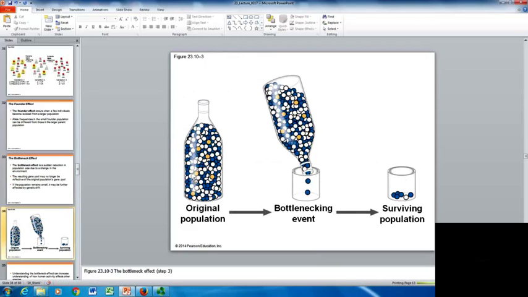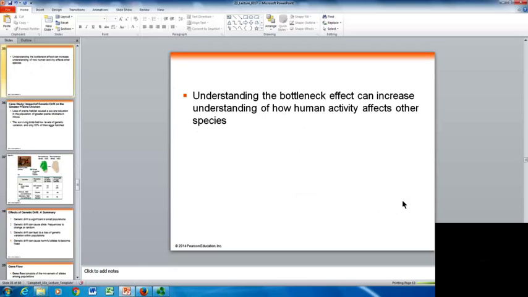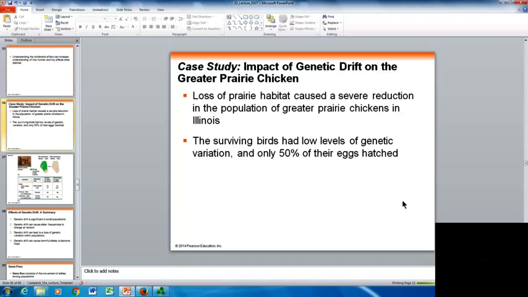So here you can see your original population. There are some actual little yellow ones in that population. With the bottleneck effect, you don't get an equal sample of all of them. Not everybody that was in the original population is going to be represented. So your surviving population here doesn't include any yellow ones. So understanding the bottleneck effect can increase the understanding of how human activity affects other species.